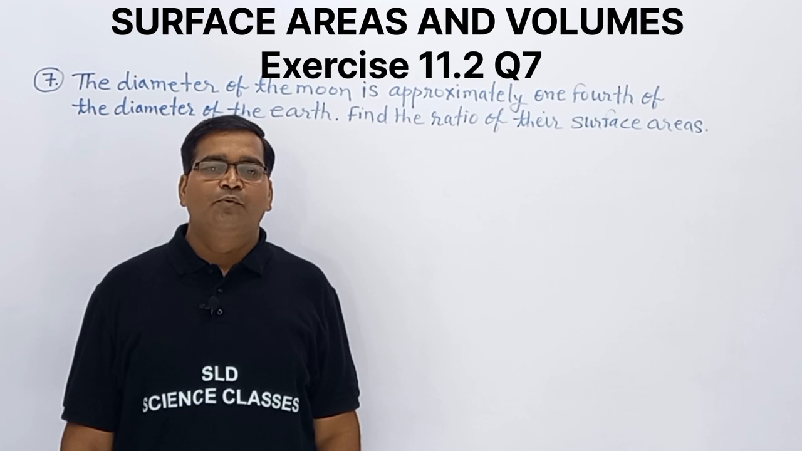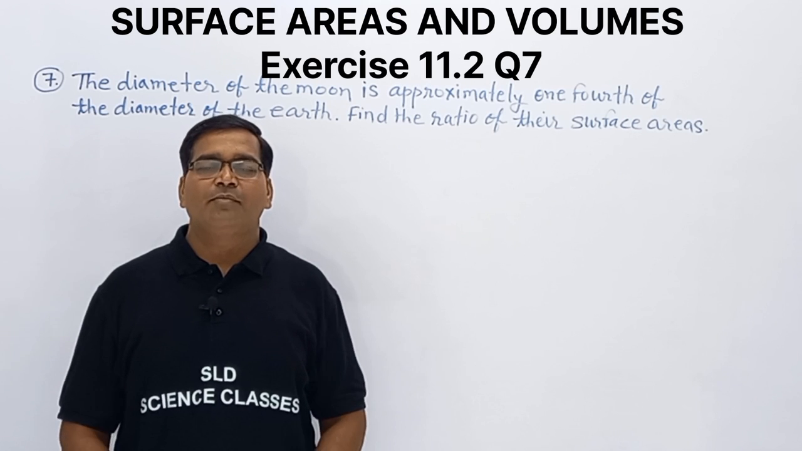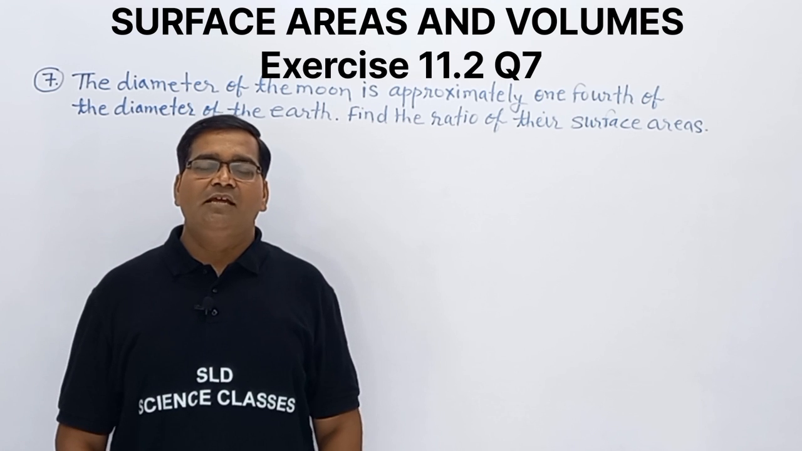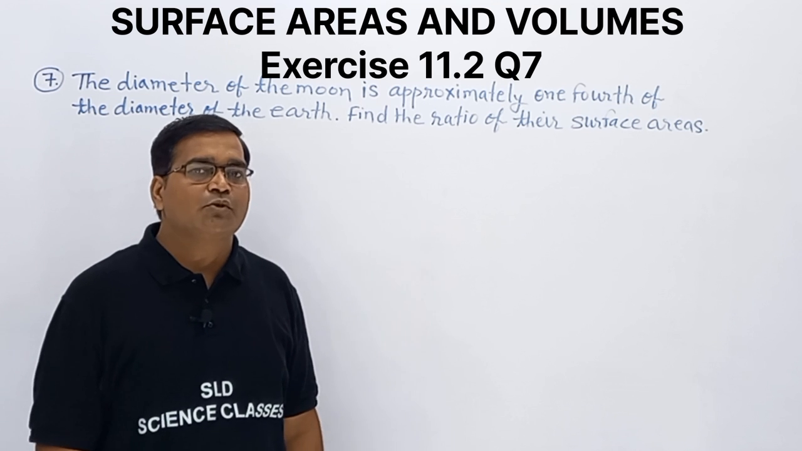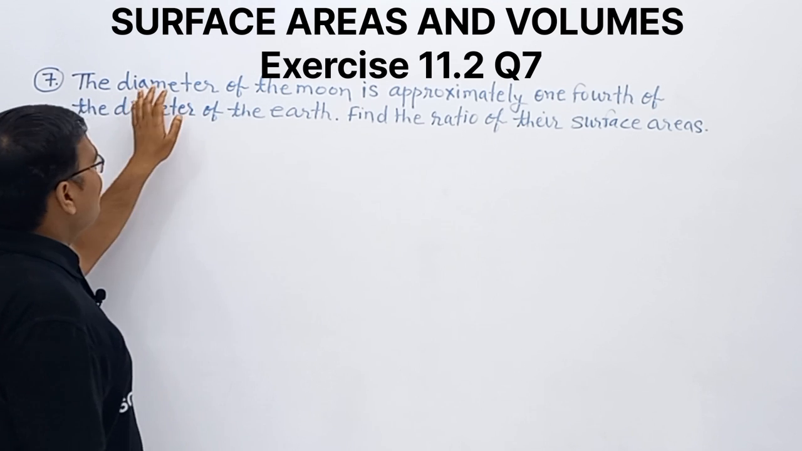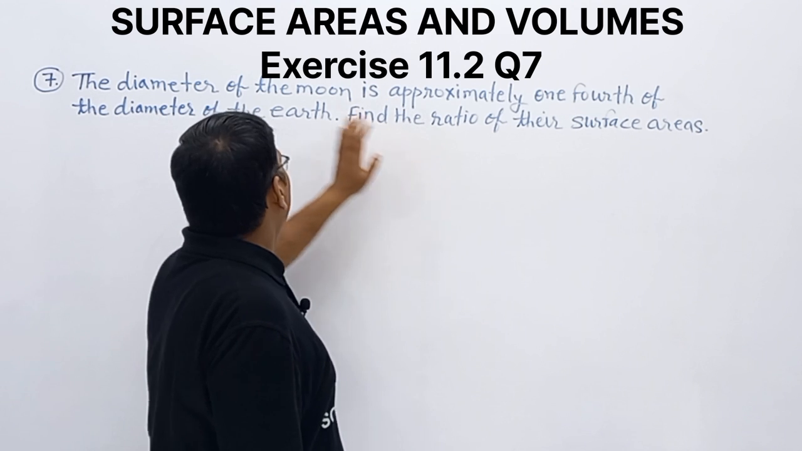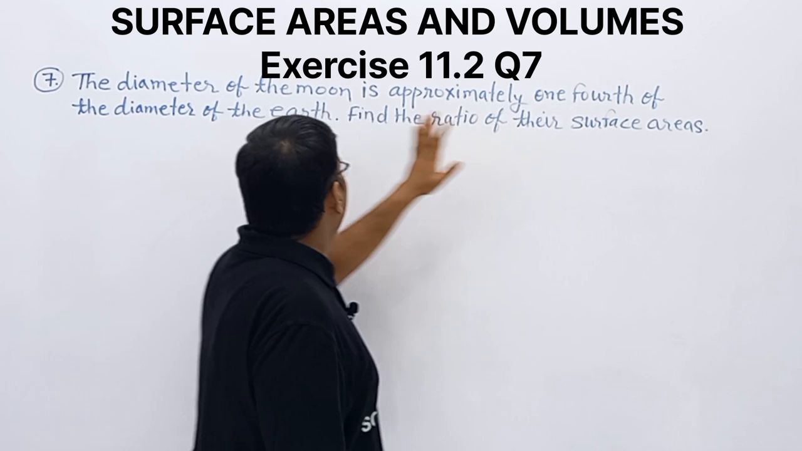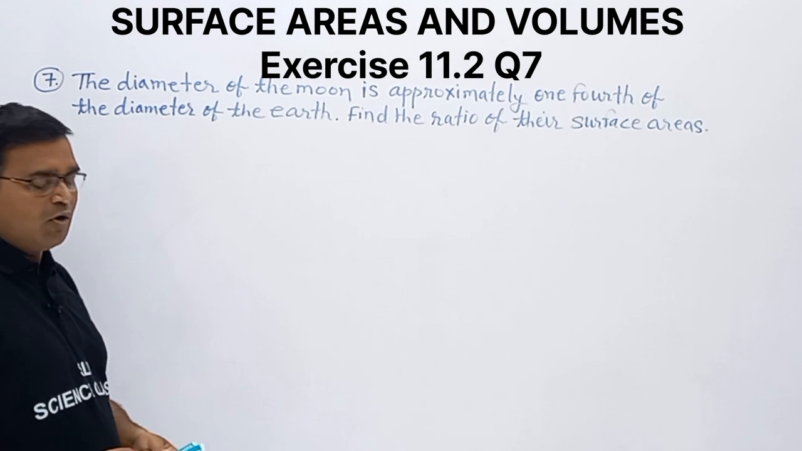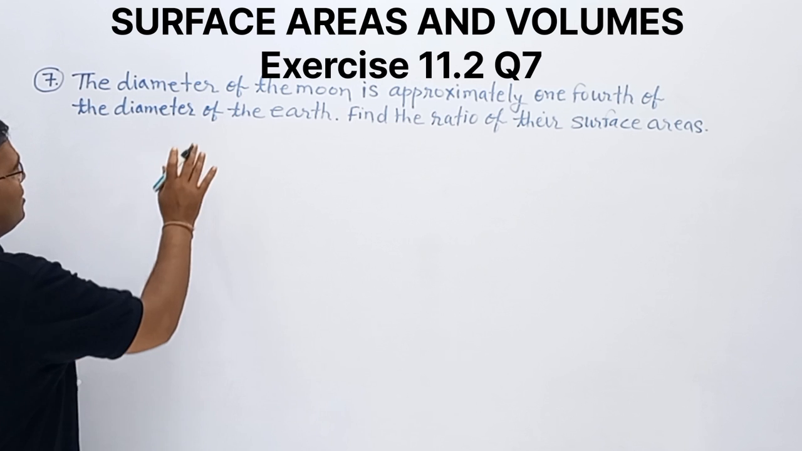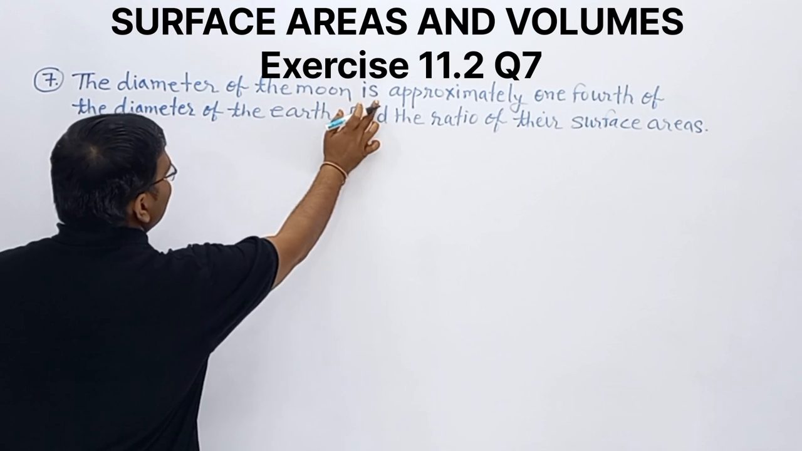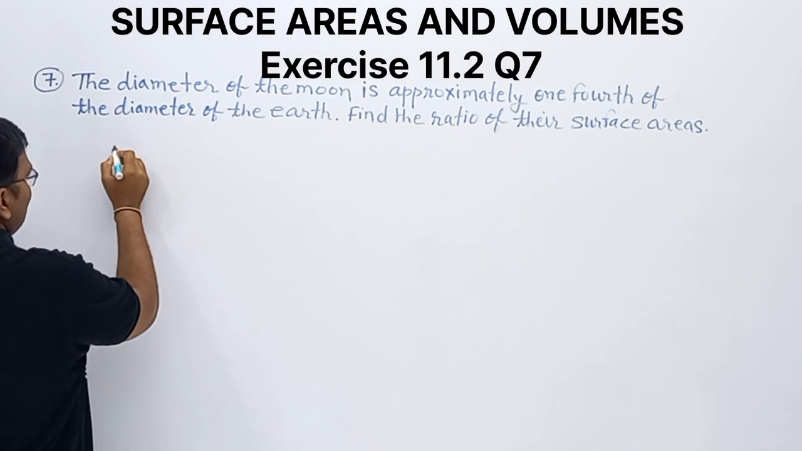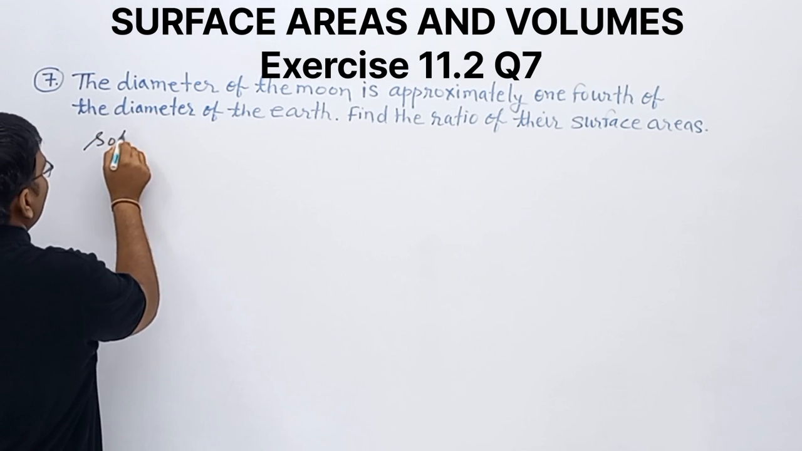In this class, we are going to discuss question number 7, exercise 11.2, surface areas and volumes. Observe carefully. The diameter of the moon is approximately 1/4 of the diameter of the earth. So what about its solution?